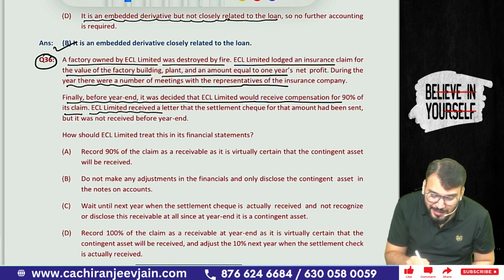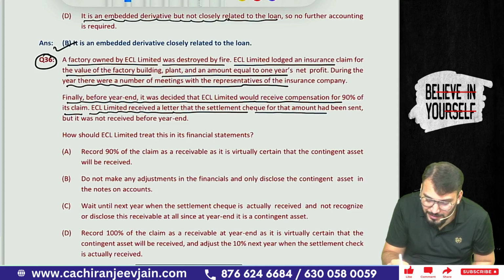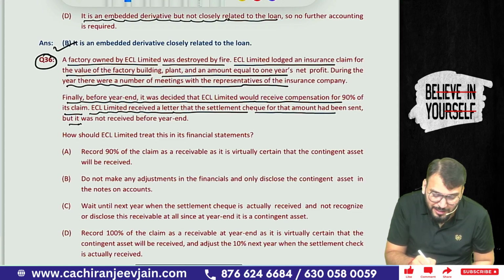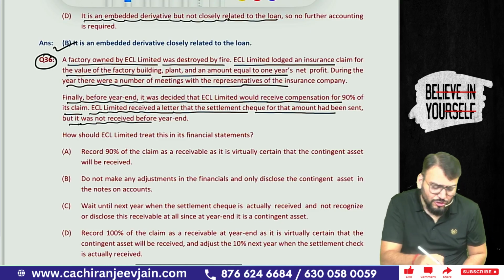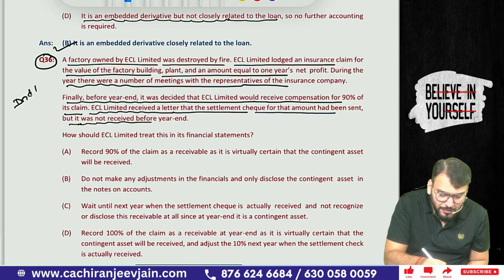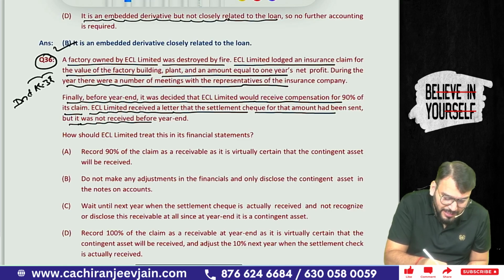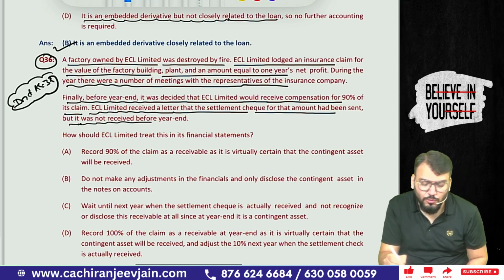ECL Limited received a letter that a settlement check for the amount had been sent, but it was not received before year end. However, it is a question of Ind AS 37. By mistake, it came here. So just write down it is a question of Ind AS 37 related to contingent asset.